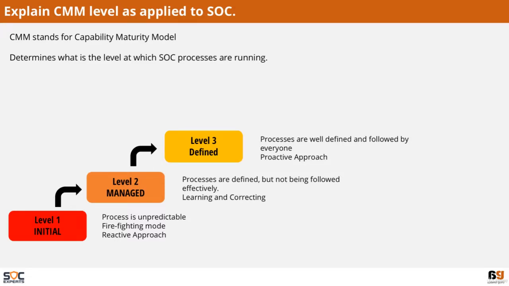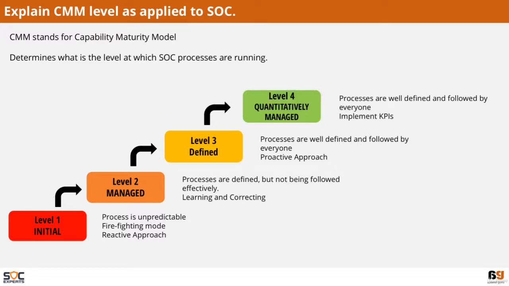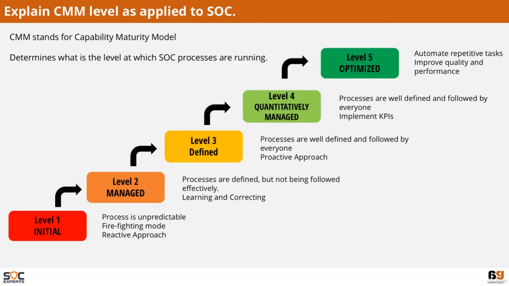Once everybody knows what they are doing, then we can take the SOC to the next level, level 4, quantitatively managed, wherein we will start measuring what we are doing, basically by implementing KPIs. So based on these KPIs, we will finally reach level 5, which is optimized state, where automation of repetitive tasks and improving the quality and performance will be taken care of.